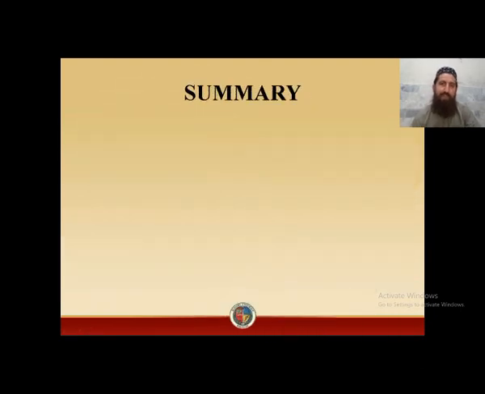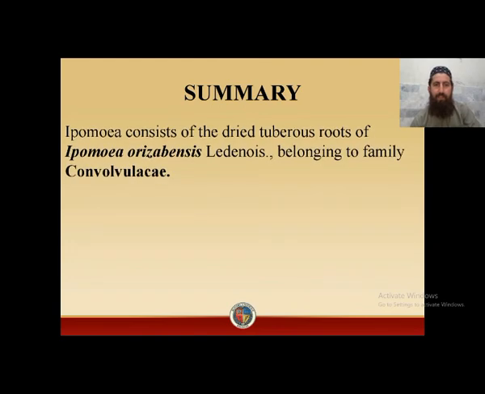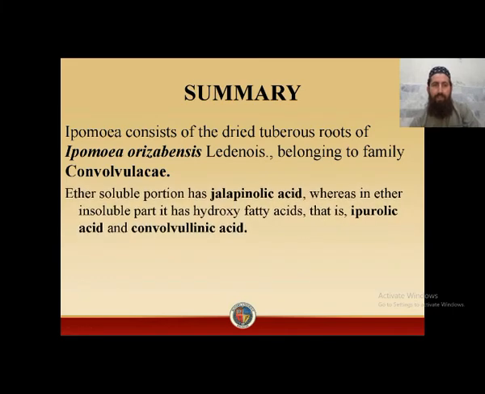Summary: what we have studied in today's lecture. First we studied Ipomoea, and we studied that Ipomoea consists of the dry tuberous roots of Ipomoea orizabensis belonging to family Convolvulaceae. Then we studied the chemical composition of Ipomoea. Ipomoea has two parts. One is the ether-soluble portion which contains jalapinolic acid, and the other is the ether-insoluble part. It has hydroxy fatty acid, that is ipurolic acid, and convolvulinic acid, and both parts have jalapin.